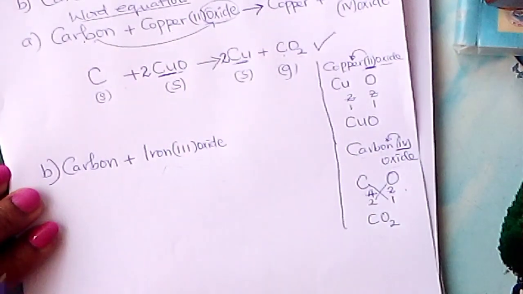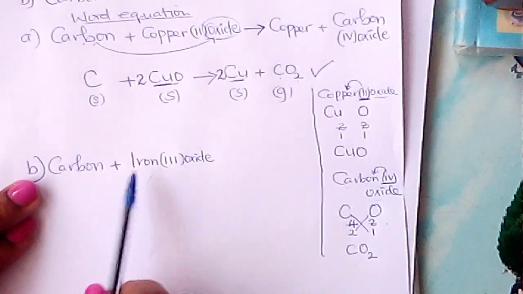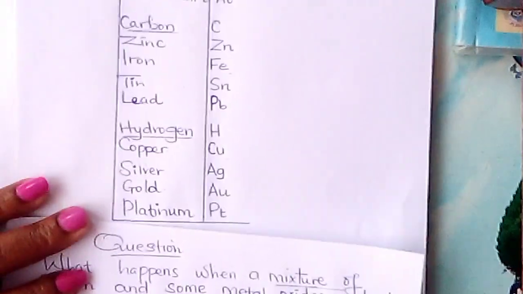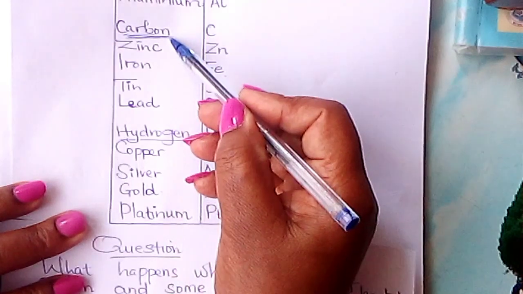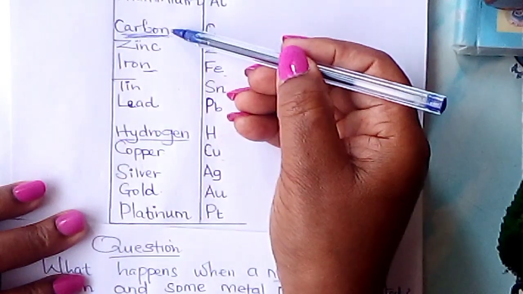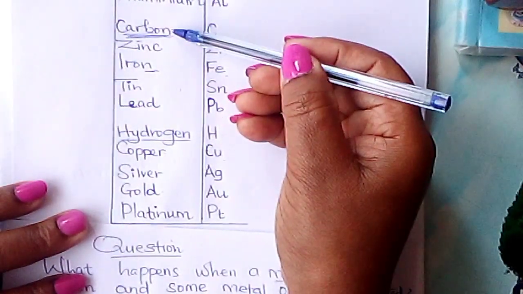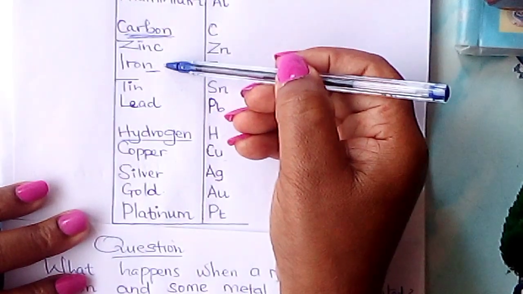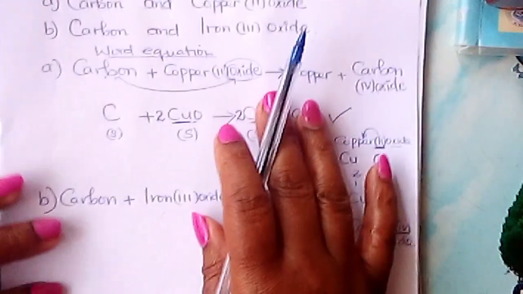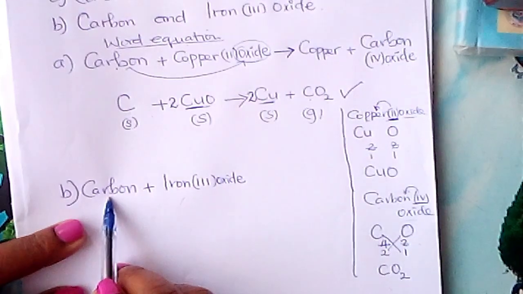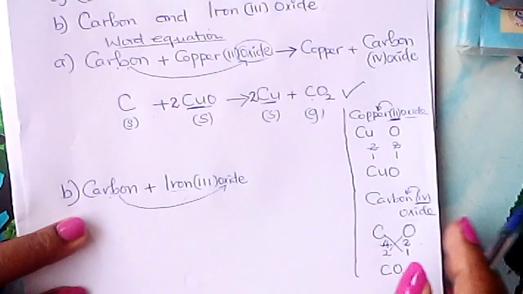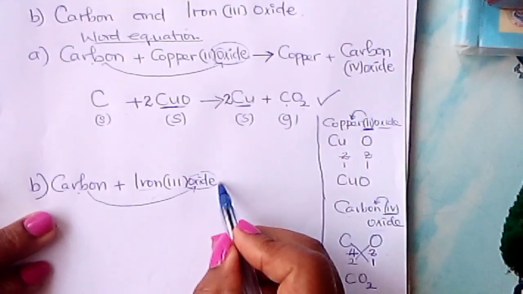What happens? What happens is this. You first look at carbon and iron in the reactivity series. Carbon is up here, Lana. I hope you can see. And where is iron? Iron is here. So carbon is more reactive than iron. And therefore, it will be able to remove oxygen from a compound of iron 3 oxide. So what we are saying is this: carbon being higher in the reactivity series than iron, it is able to remove oxygen from this compound, and therefore it forms what?